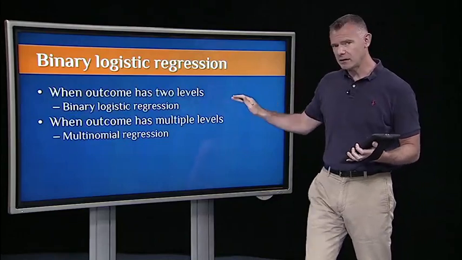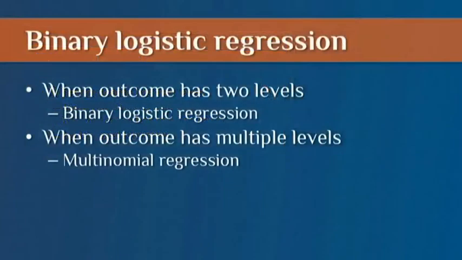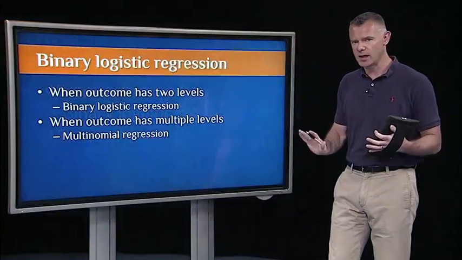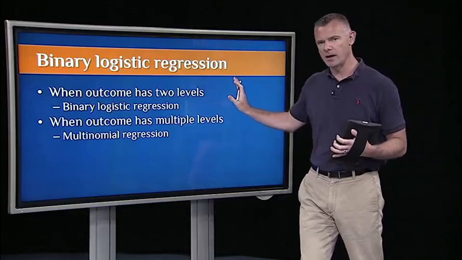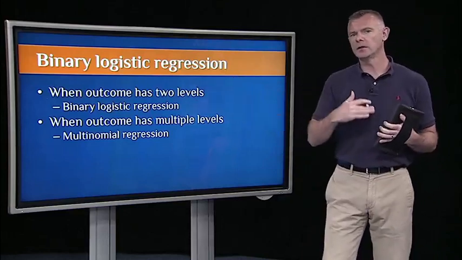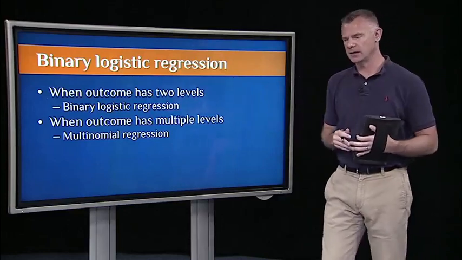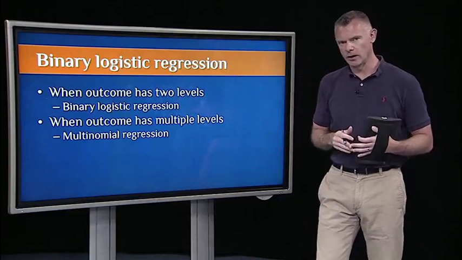We'll do binary logistic regression here in this lecture, but it's an easy extension to do what's called multinomial regression, which is if we have a categorical variable that has more than two levels. Just for the sake of time, I'm just going to cover binary logistic, but hopefully you'll see how it can be extended into multinomial regression.